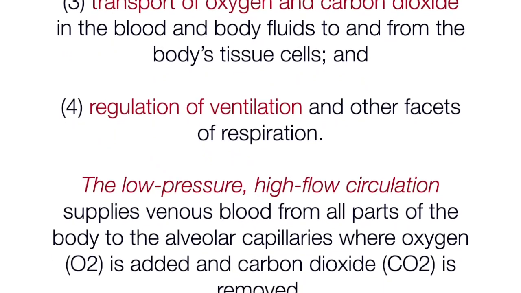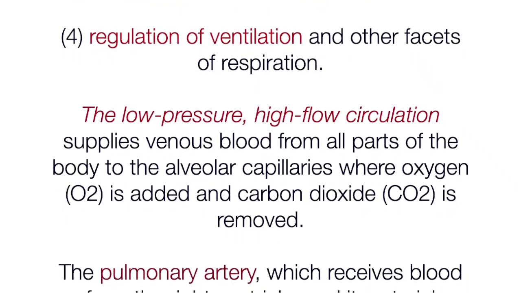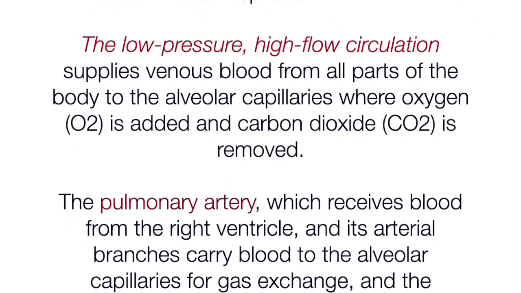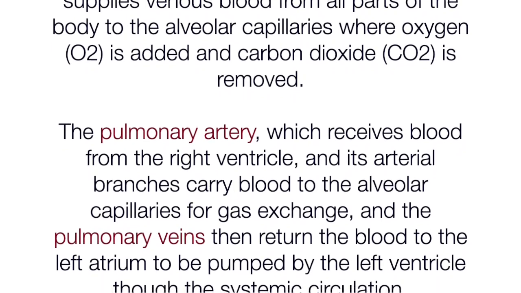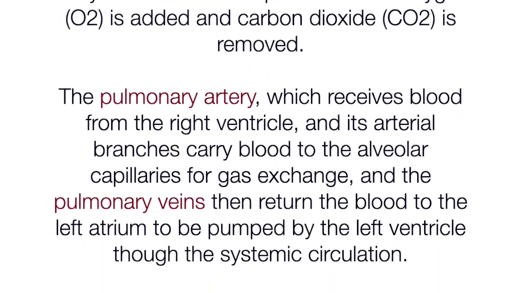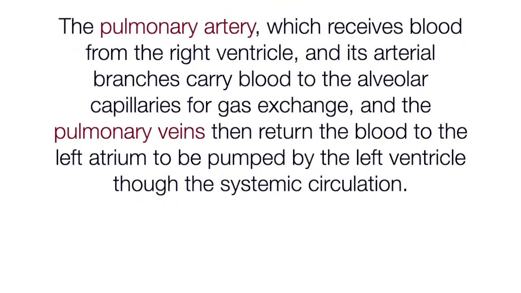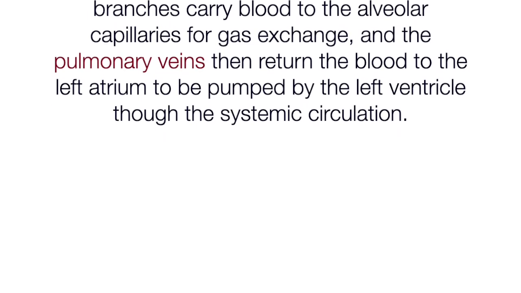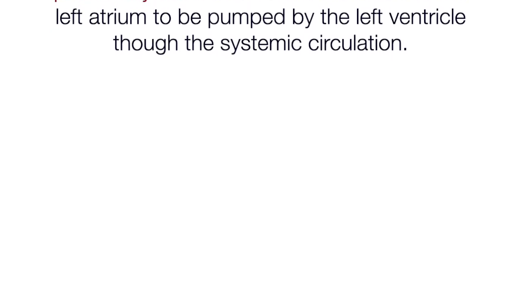The low pressure, high flow circulation supplies venous blood from all parts of the body to the alveolar capillaries where oxygen is added and carbon dioxide is removed. The pulmonary artery, which receives blood from the right ventricle and its arterial branches, carry blood to the alveolar capillaries for gas exchange, and the pulmonary veins then return the blood to the left atrium to be pumped by the left ventricle through the systemic circulation.